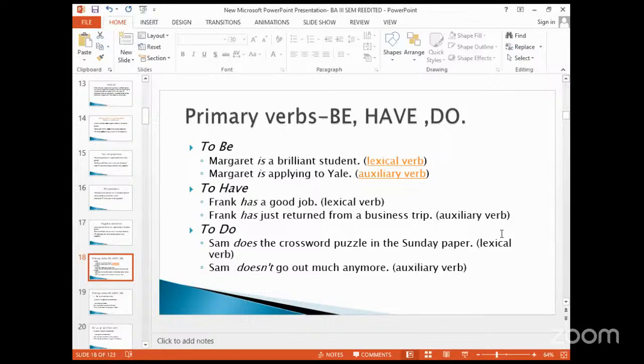Similarly, have, if you take this verb, when it acts like a main verb: Frank has a good job. When it comes to an auxiliary: Frank has just returned from a business trip. Now, do: Sam does the crossword puzzle in the Sunday paper, that's a lexical verb. Sam doesn't go out much anymore, and this is an auxiliary verb in negation. Right.